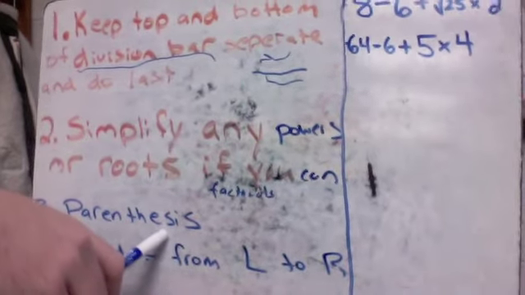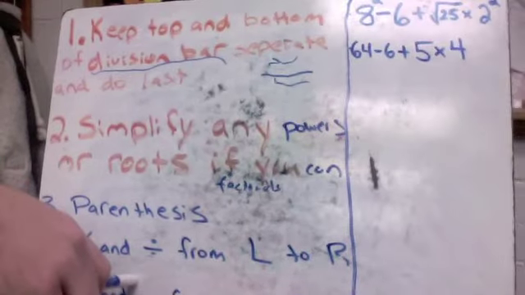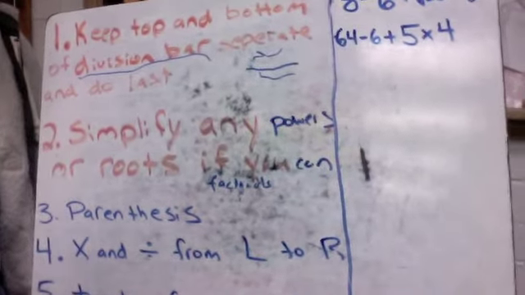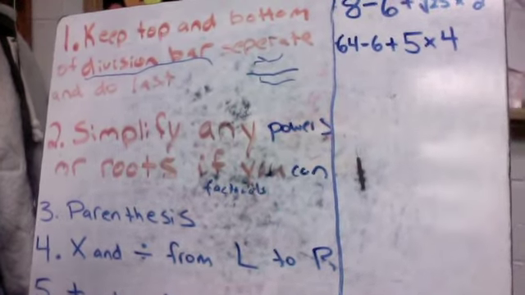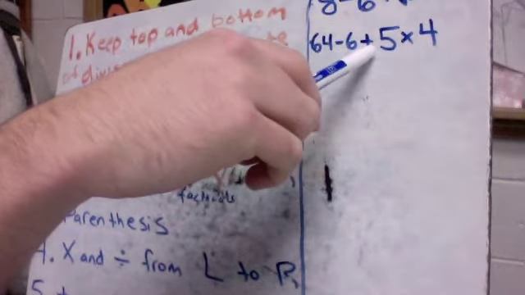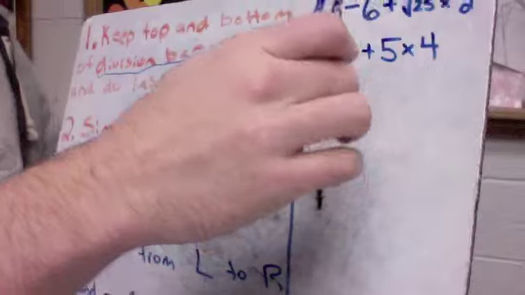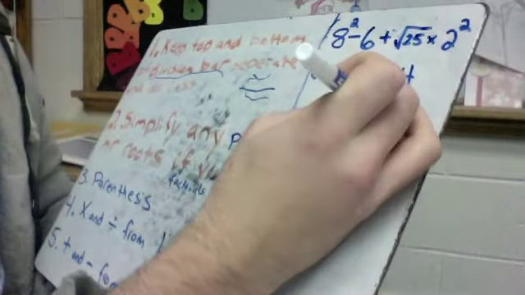Parentheses. We don't have any. Skip it. Multiply and divide from left to right. Okay. We need to get rid of all the multiplies and all the divides right away. So there's a subtraction, there's an addition, multiply. Okay. 5 times 4 is 20.